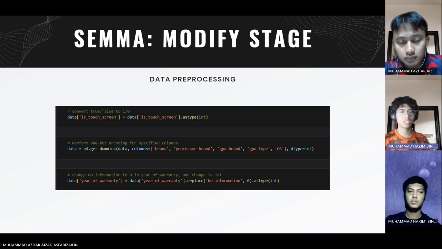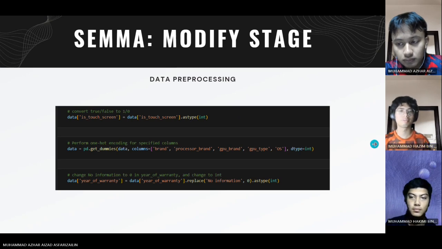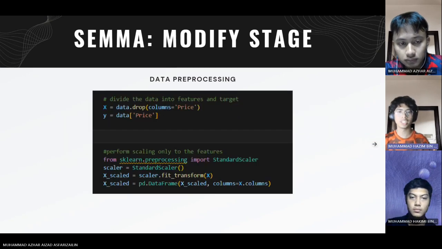So this is our next part, which we call convert true and false to 1 and 0, and perform one-hot encoding for the specified columns, which are brand, processor brand, GPU type, and OS. And we change no information to 0, as in year of warranty, and change to int format. We divided the data into features and target, where the target is price, and perform standard scaler to normalize the features.